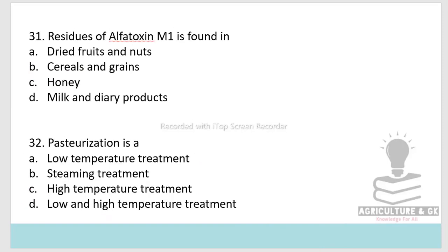Residues of aflatoxin M1 are found in dried fruits and nuts, cereals and grains, honey, milk and dairy products. So aflatoxin M1 is found in milk and dairy products. So our answer will be option D.